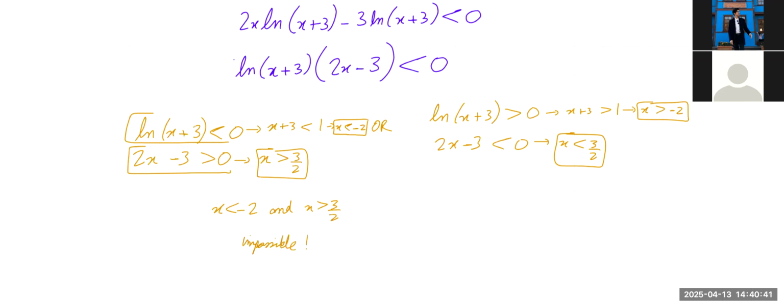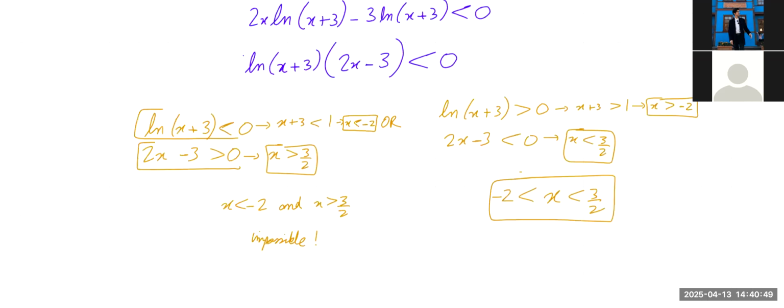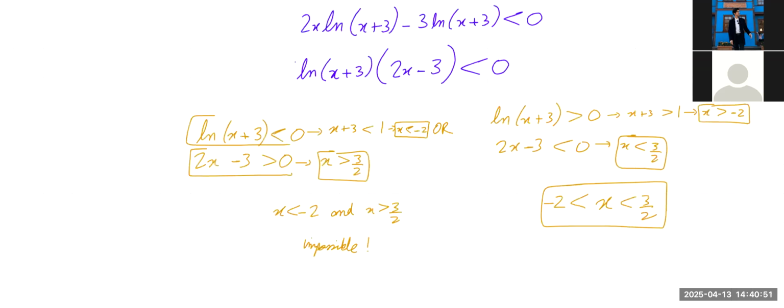And for this case, x has to be more than negative 2 and less than 3 over 2, which works. So you have a range now. So this is your final answer. Okay. So just to recap, why is the first one impossible again? Because for x to be less than negative 2 and more than 3 over 2 at the same time, that's impossible. How could you satisfy both of those conditions together?